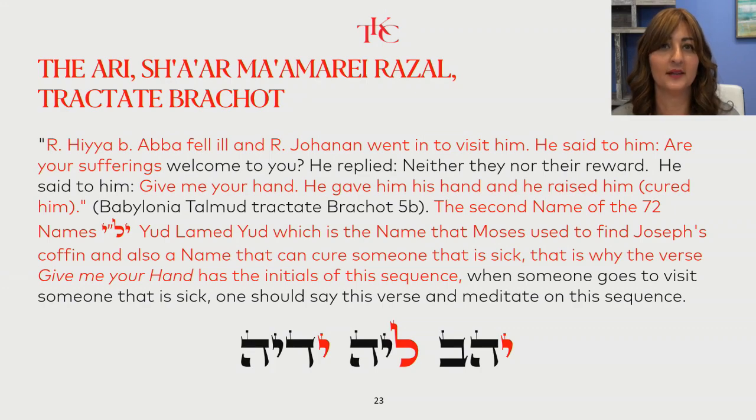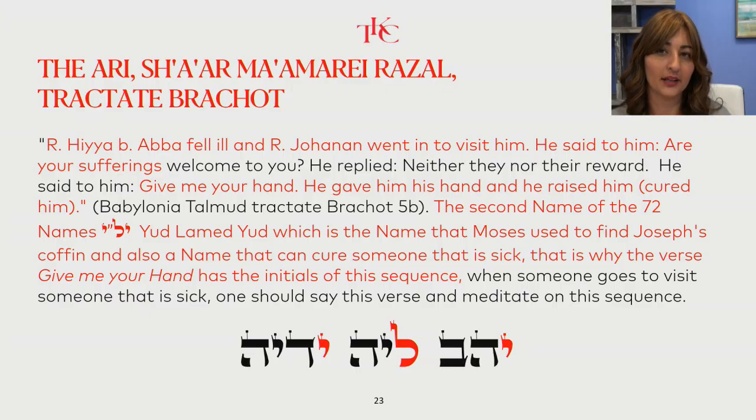So we already see that not only Mem Shin is for healing, but also Yud Lamed Yud has another translation: it also supports people when they feel sick. And this is why the verse, "Give me your hand," Yihavli Yeda, which is in Aramaic, is the initials of the sequence of Yud Lamed Yud. Just interesting to see that there are different translations and energies to each of the 72 names.